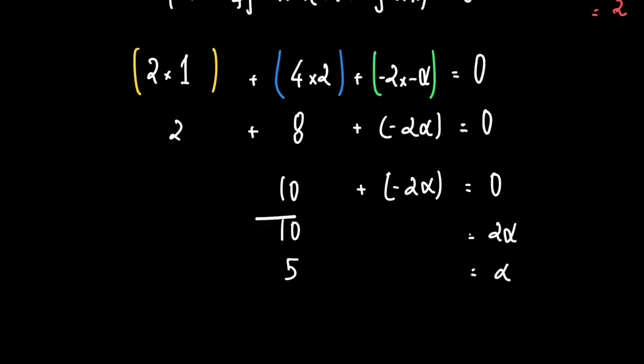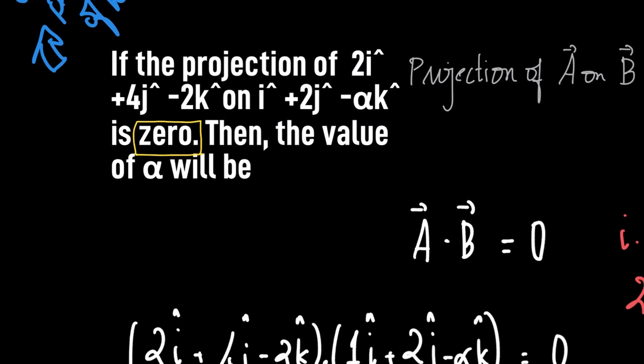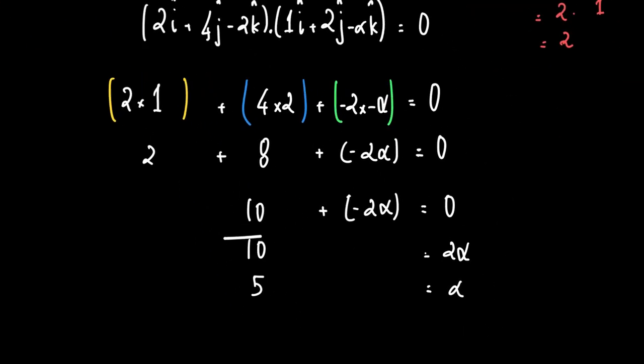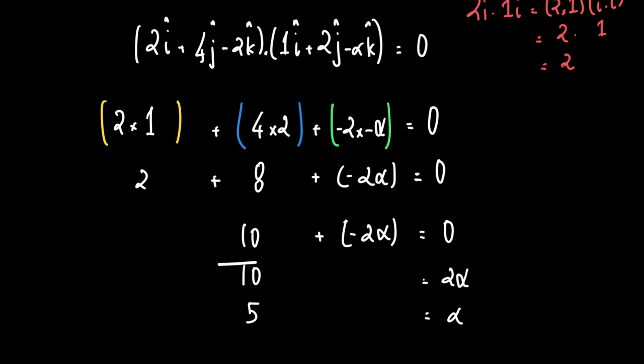Okay, I see. So the actual question is actually 2i plus j plus alpha k. Well, it doesn't matter. It's just arithmetic, that shouldn't be a problem at all. Even with this case, what we get is plus 2 alpha, and alpha is equal to minus 5. Whereas in the actual question, instead of minus alpha k, it is plus alpha k.